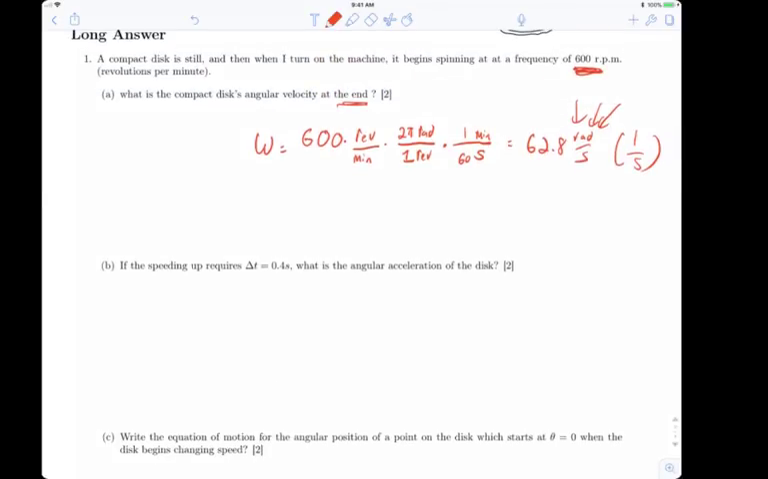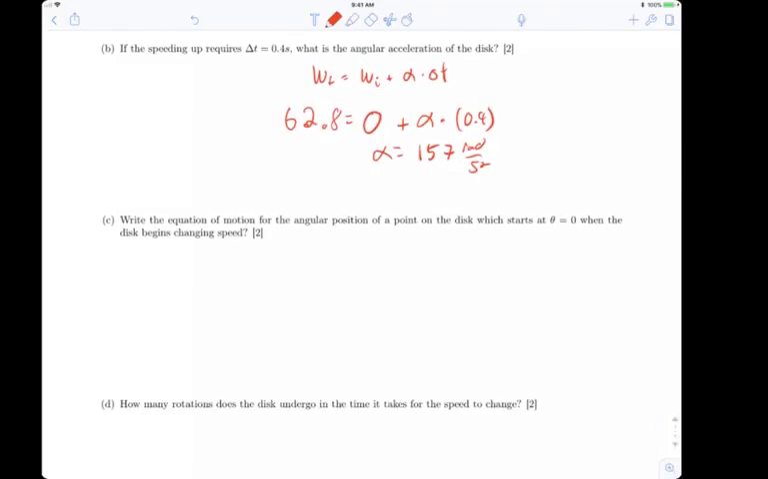Speeding up requires this much time. Find the angular acceleration. Okay, so we're going to assume constant angular acceleration. Final angular velocity, initial angular velocity, alpha, delta t. So I know the final is 62.8. The initial angular velocity is 0. I don't know alpha. Delta t is 0.4. So alpha has to be 62.8 divided by 0.4, 157 radians per second squared.